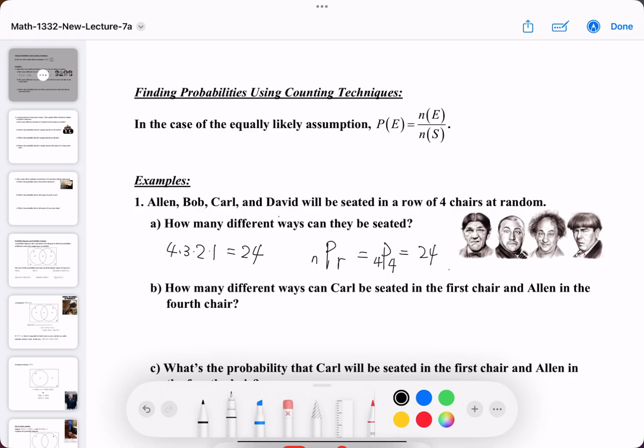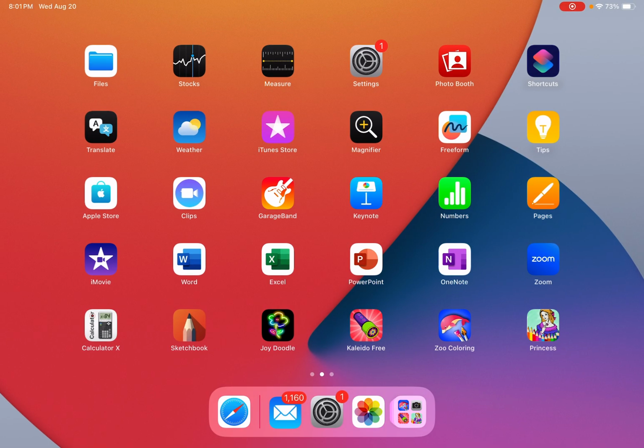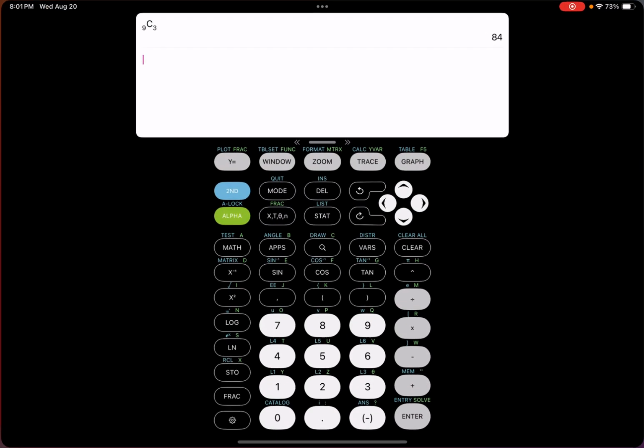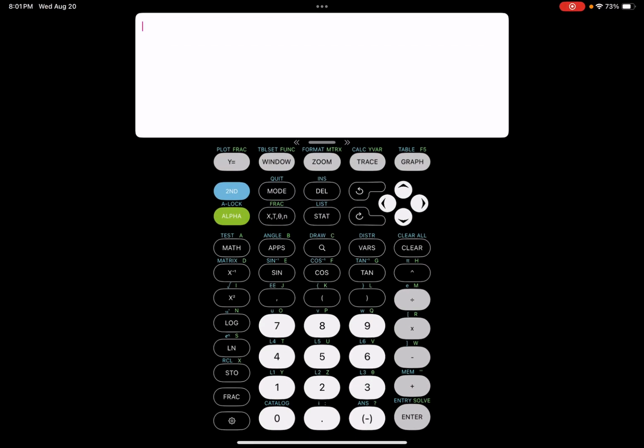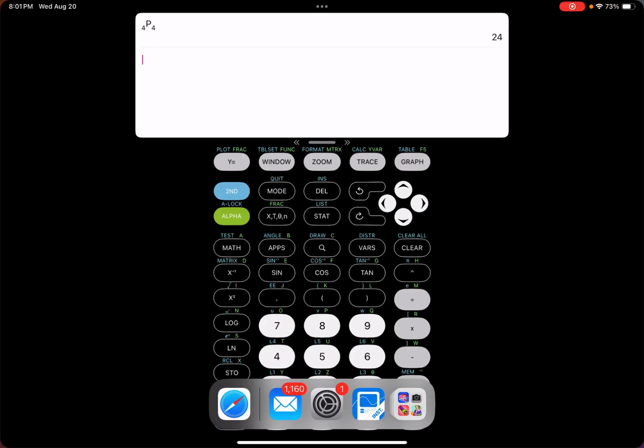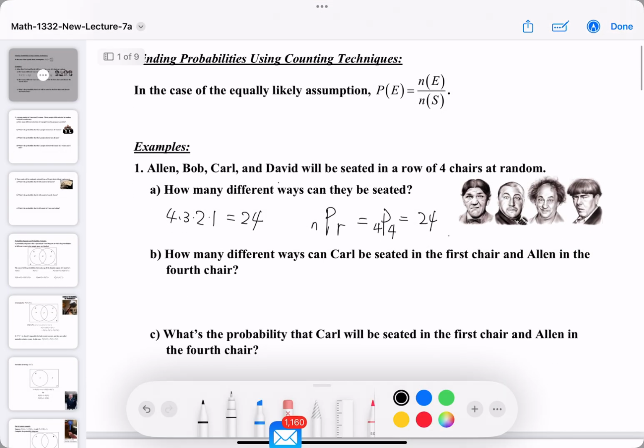You can also use a calculator. Clear, then click math, find the PRB menu, and choose the second one, nPr. Put in 4P4, hit enter, and that's 24. All right, let's see the second question.